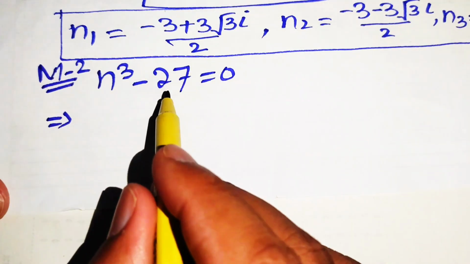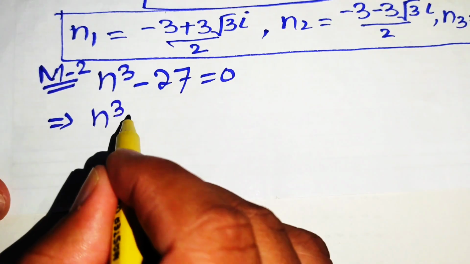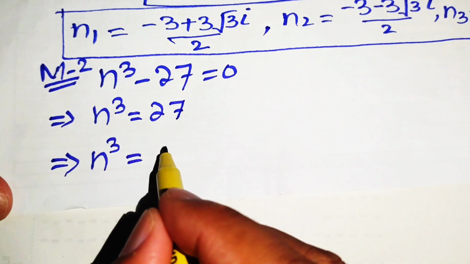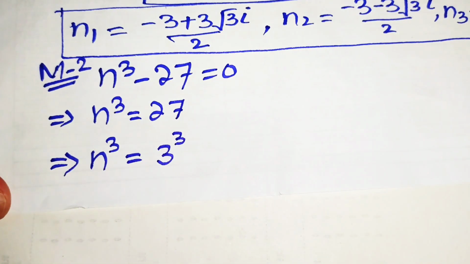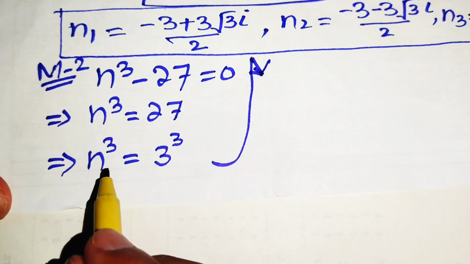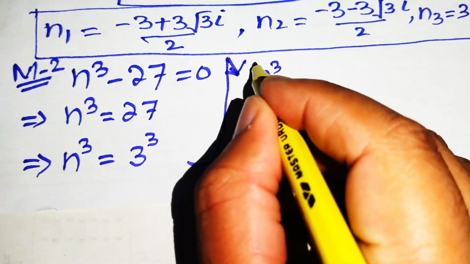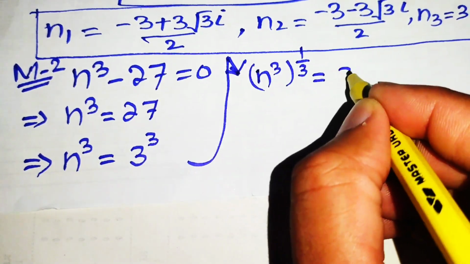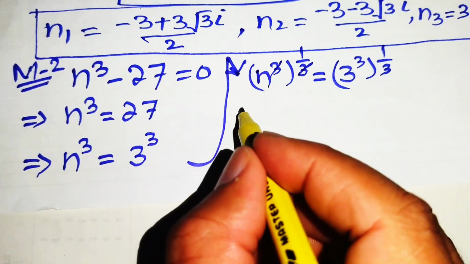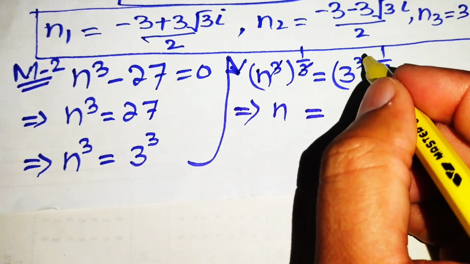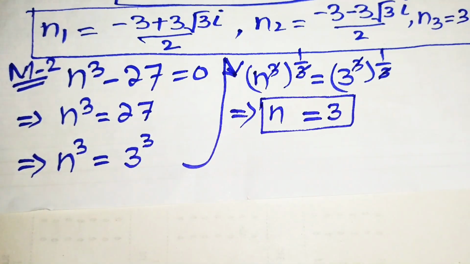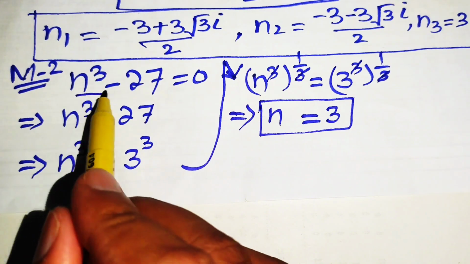In method 2, first we move this 27 to the right hand side. So we get n cubed equals 27, and we know that 27 equals 3 cubed. Now we take the cube root on both sides, and we write it as n cubed whole power 1 over 3 equals 3 cubed whole power 1 over 3. Here you see that these powers are cancelled by each other, and we get n equals 3. So n equals 3 is the real solution of this equation.